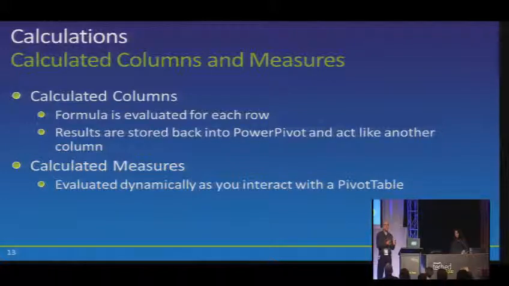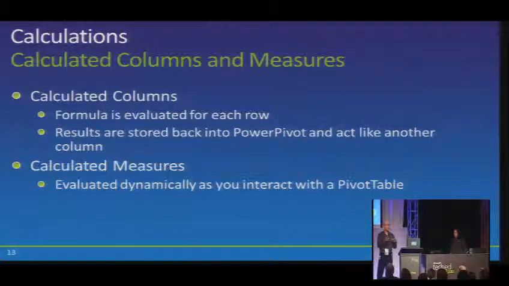So a calculated column is something you've seen already and reasonably simple to understand. You basically create a calculation, and that gives you a new column inside your table. A calculated measure is actually created in the Excel environment, and it's created when you're creating a pivot table.